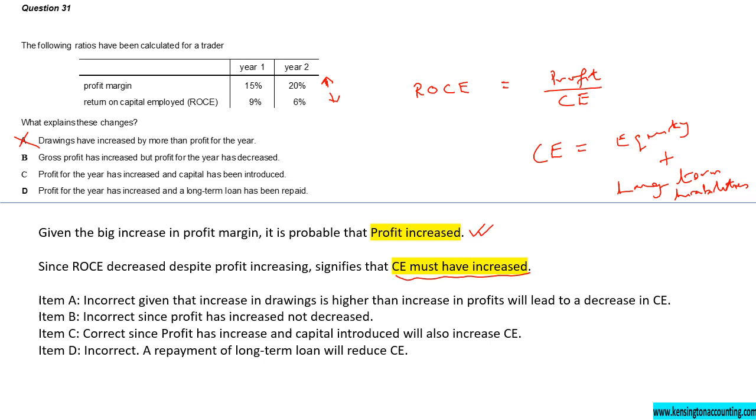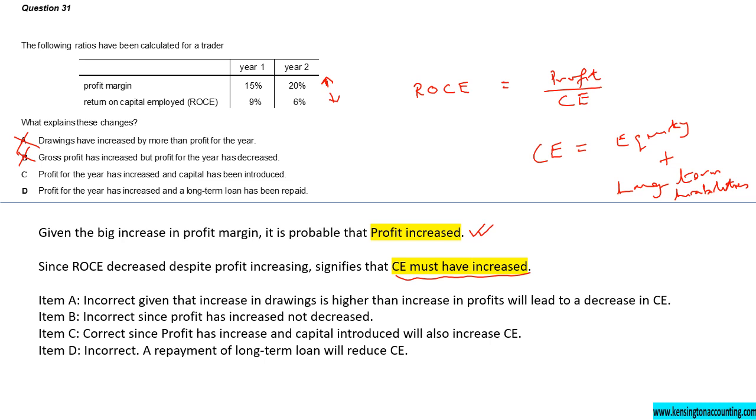Item A is wrong. Item B, gross profit has increased, but profit for the year has decreased. It says profit for the year has decreased, whereas we're looking for a significant increase in profit. Therefore, this is also wrong.